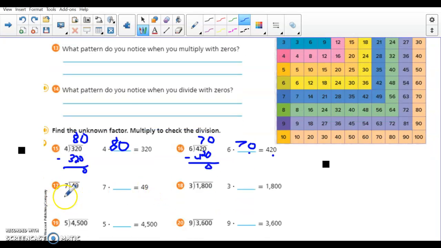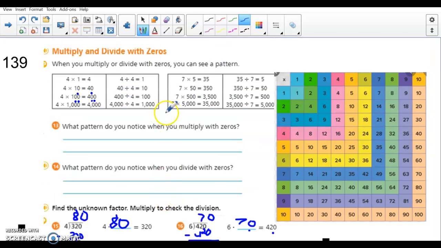Be careful with this one. There's no 0 here, and then you start to get 2 zeros. Use the patterns up above. Okay? So you can either pause it now or finish those problems at the end of this video.